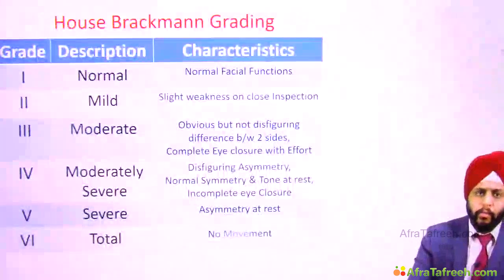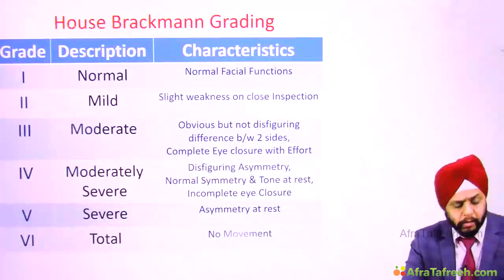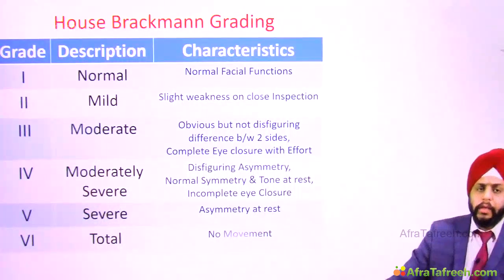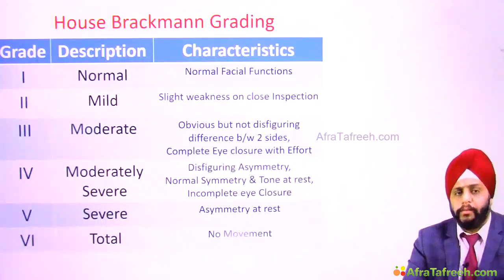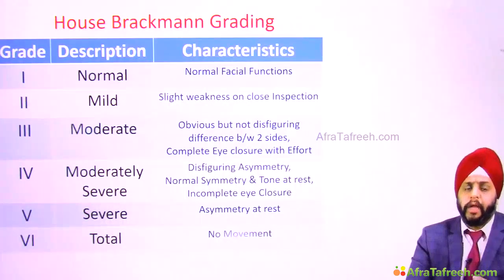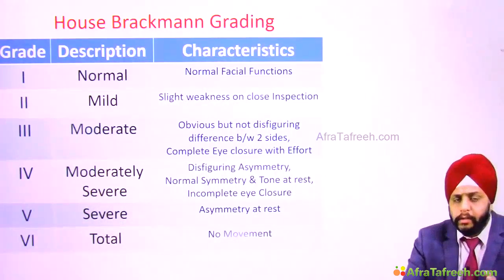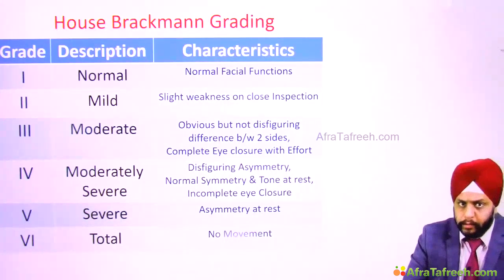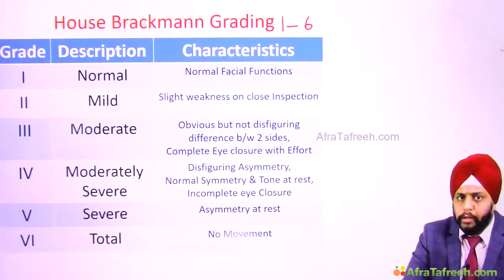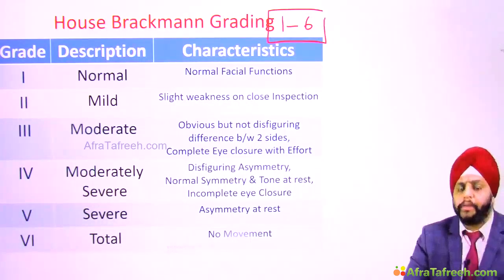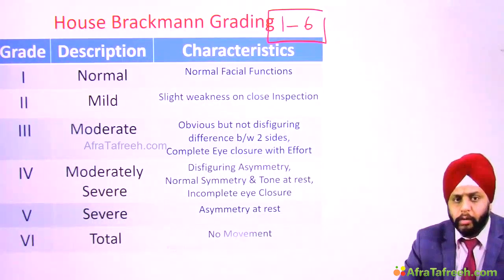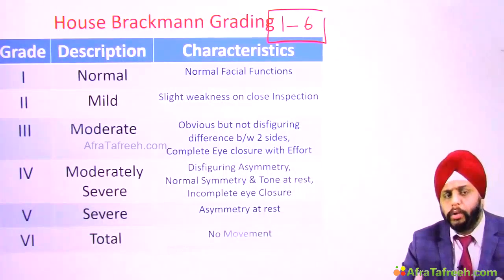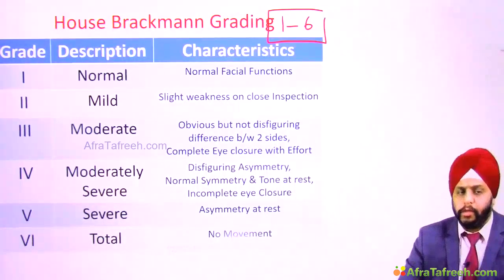Next we come to the House-Brackmann grading. This is the last thing we have to discuss in the facial nerve disorders, and it is important because it comes as an MCQ. The House-Brackmann grading grades the types of facial palsy from 1 to 6. There is a very easy way to remember this chart, and quickly you can grade if a question is given to you.